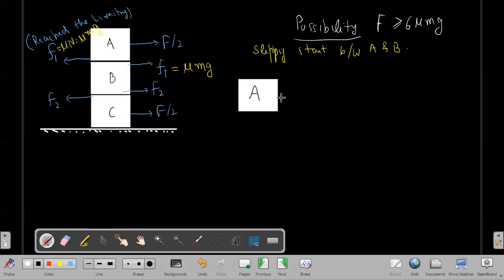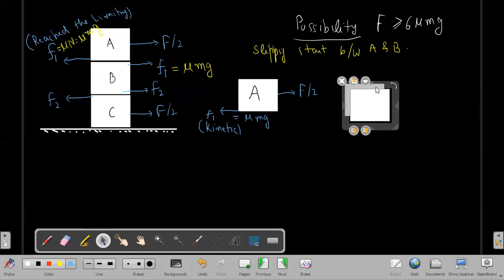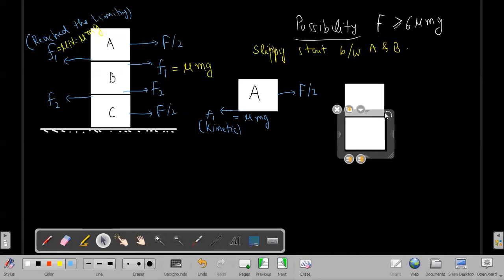So the motion of block A will now be a separate motion because it is slipping with respect to block B. So this is moving under a force F by 2 and the frictional force F1, which is now kinetic. It has reached the limiting value and now it will be converted into the kinetic friction force, which is mu mg. Whereas the other blocks, which are B and C, still they can move as a single unit.